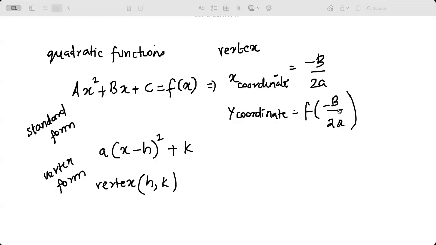So now let's go ahead and see. In the vertex form, do you know how to find the x and y coordinate? The h is the x and the k is the y. In the standard form, do you know how to find the x and y coordinate? I only know how to graph it. Okay, let's find out. I really want you to know all of this.